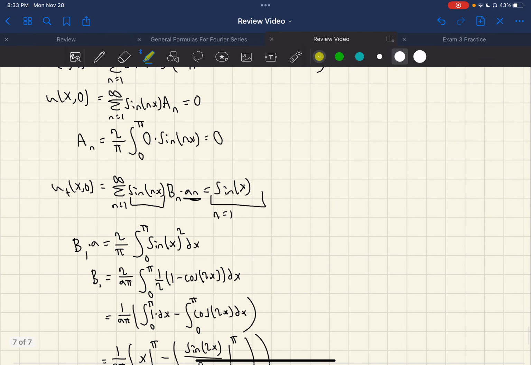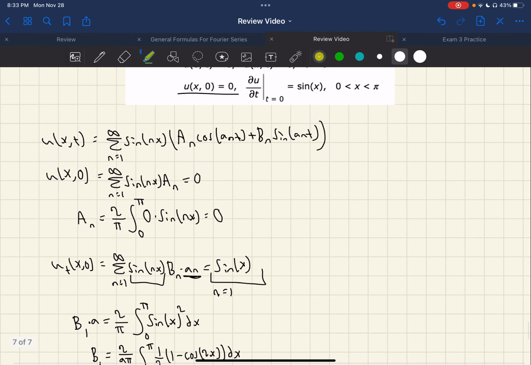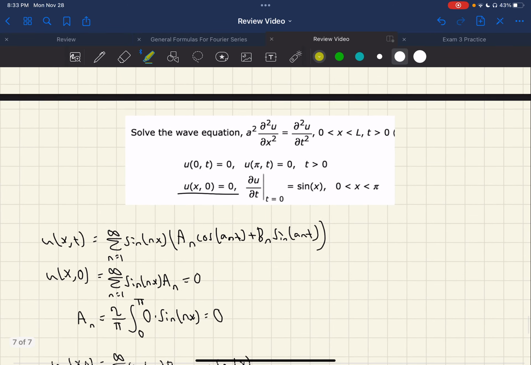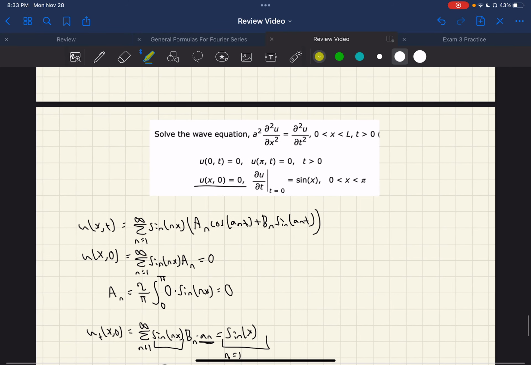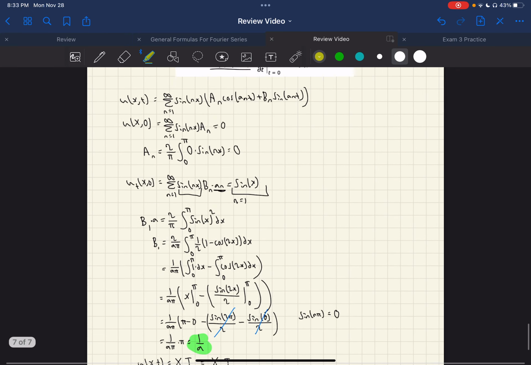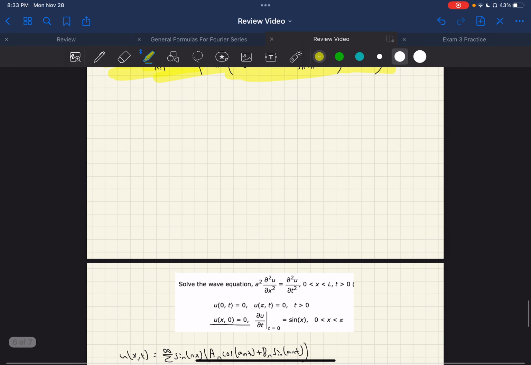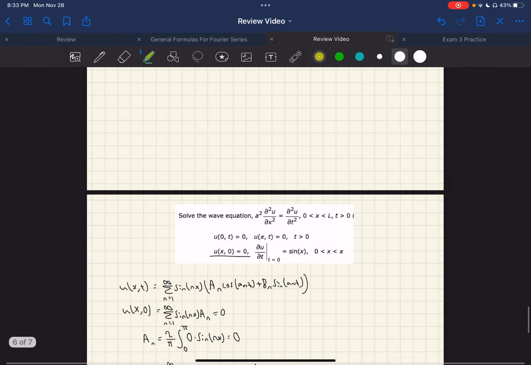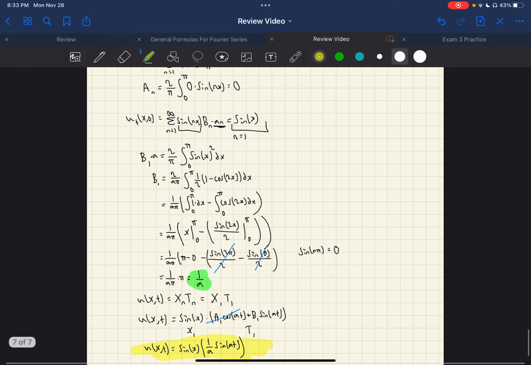I'd hope they wouldn't give us a wave equation, just because it's a lot more work. But I'd say if you can do a wave equation from scratch like we did, you'll definitely be set for that part of the test.